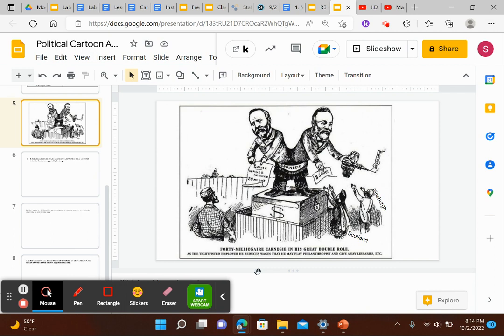As the tight-fisted employer, he reduces wages that he may play philanthropist and give away libraries, etc. So the central theme here is he's cutting wages. The general worker at his company is working hard, in unsafe conditions, for very little pay, and he's using those profits to give away things to other people. So that's where that double person comes in, or sometimes we may call it two-faced.